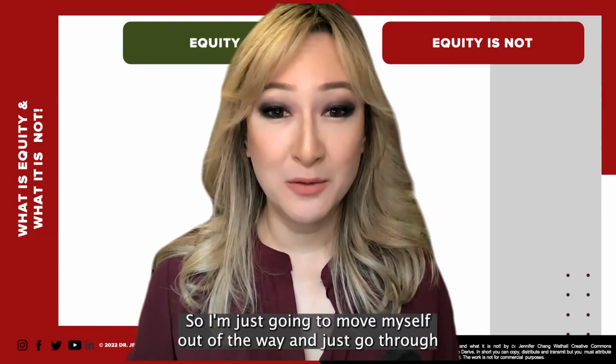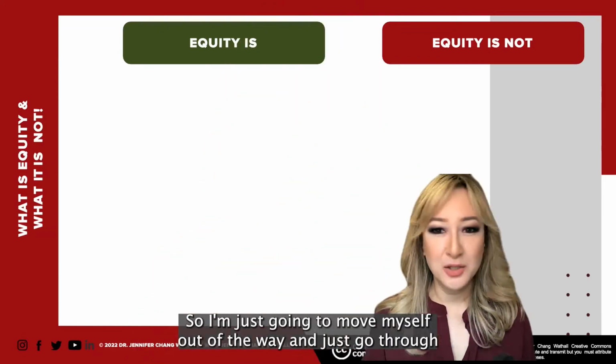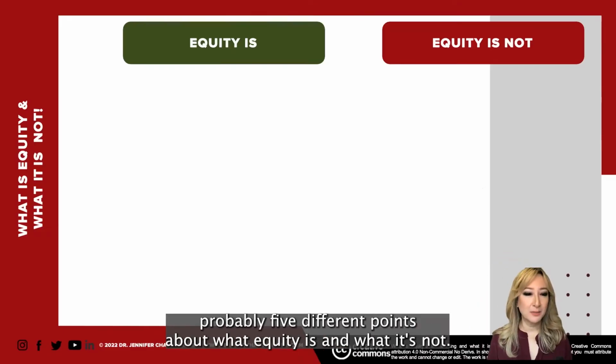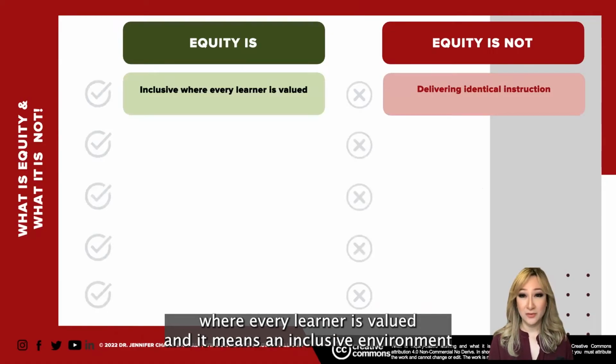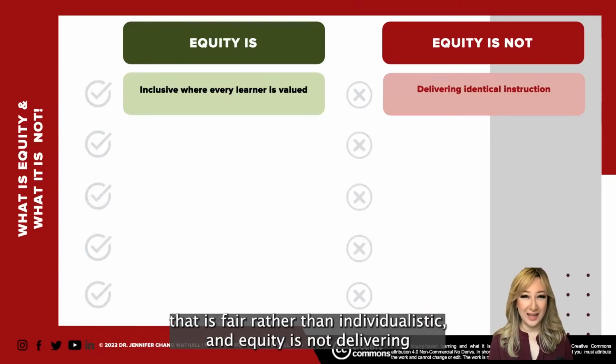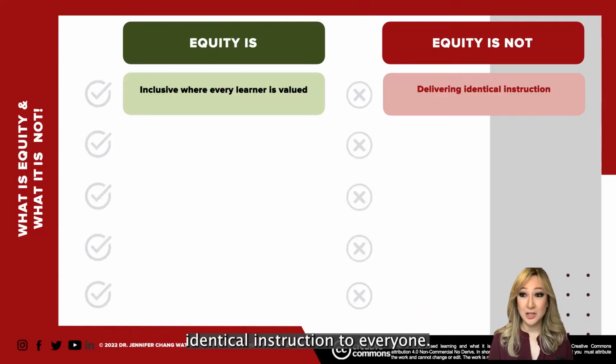Okay, so I'm just going to move myself out of the way and go through probably 5 different points about what equity is and what it's not. So the first point I want to talk about is equity is inclusion where every learner is valued, and it means an inclusive environment that is fair rather than individualistic. And equity is not delivering identical instruction to everyone, so it's not a one-size-fits-all model.